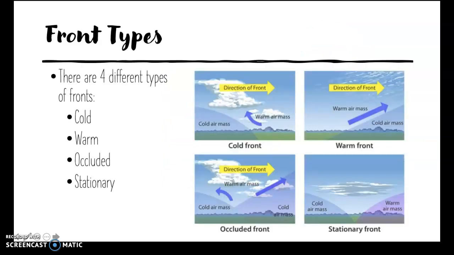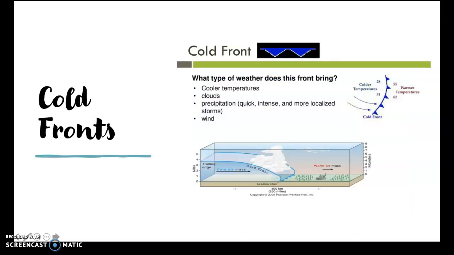The next thing I'm going to be talking about are fronts. There are four different types of fronts: cold, warm, occluded, and stationary. Cold fronts typically bring in cold air, rain, wind, and snow. The precipitation that can come from cold fronts typically moves on once the cold front has passed. Cold fronts can also produce some of the strongest storms.